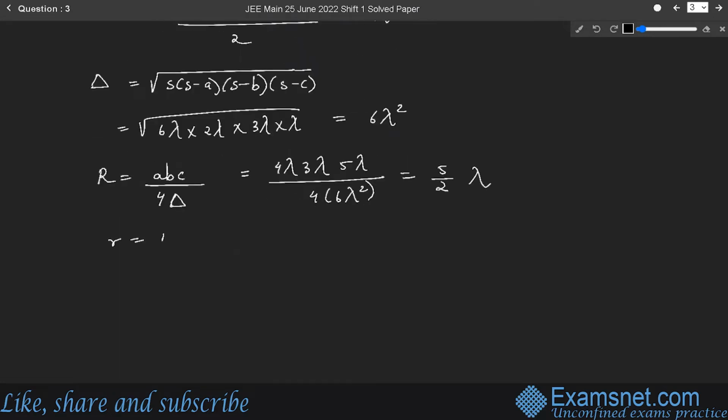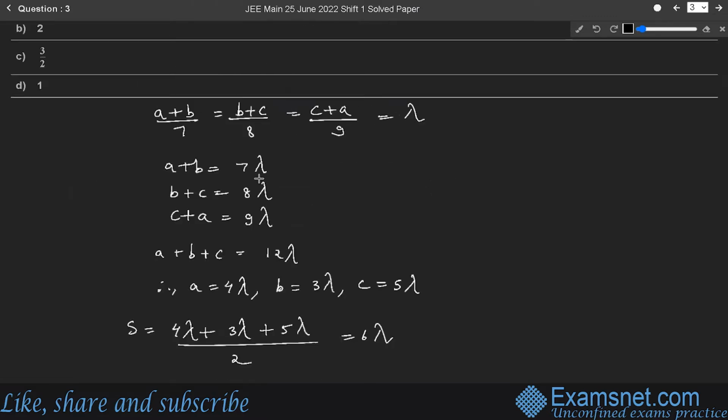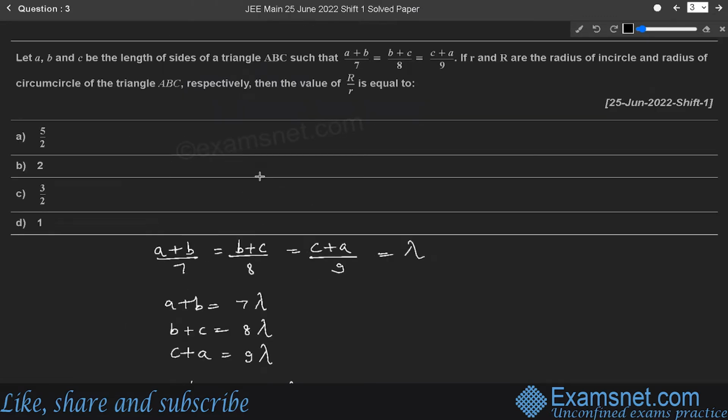Now small r will be equal to delta upon S. So it will be 6λ² upon 6λ, which is λ. Now the ratio of capital R divided by small r will be 5/2 λ divided by λ. So this will be equal to 5/2. Hence we can say that the correct option for this question is option A, which is 5/2. I hope this question is clear to you.